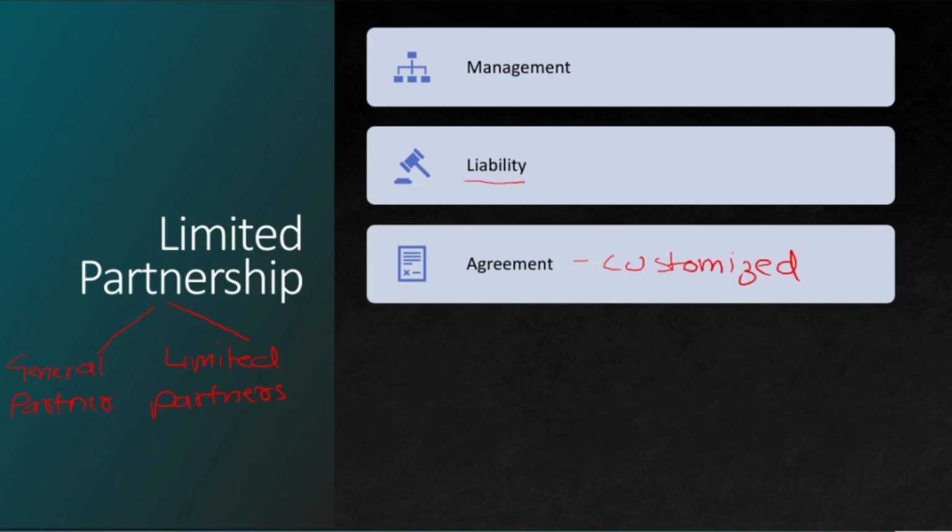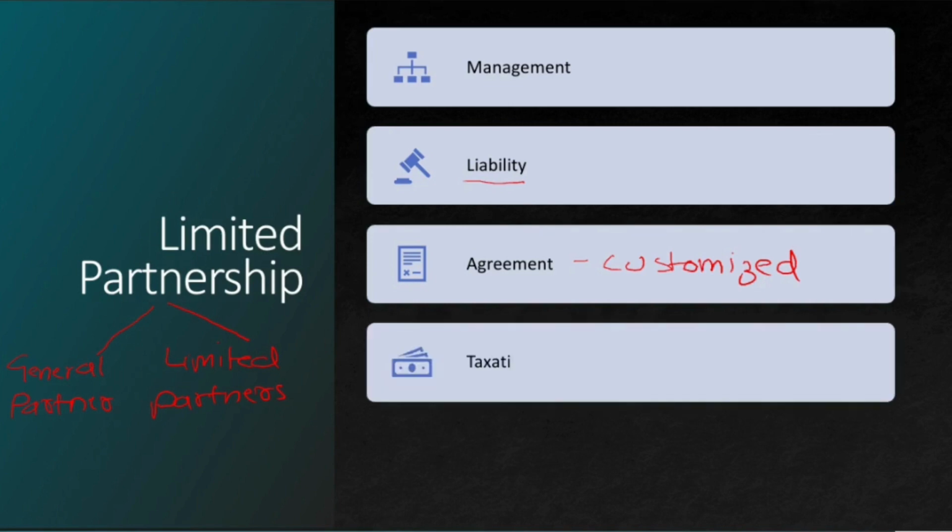Another important feature of a limited partnership business is that these are also pass-through businesses for taxation purposes, meaning that the share of profits or losses of limited partners are taxed as their personal income and not as the income of the firm. That is, the businesses are not taxed separately. Their profits are transferred to the business owners and taxed as their personal income.